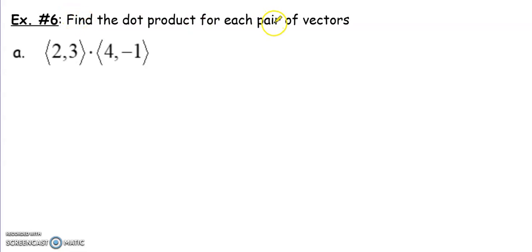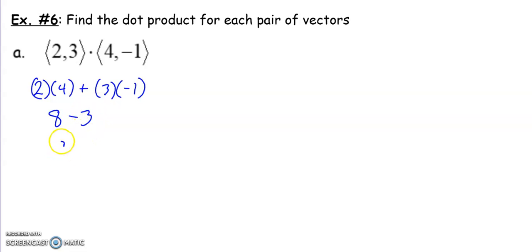So let's find the dot product of each of these. Let's take the first one, u dot v. So the rule says we're going to multiply the horizontal components together. So I am going to do 2 times 4. I'm going to multiply the first parts together, and then I'm going to add that to the product of the vertical movement. So then we're going to have 8 minus 3, and that's 5. Boom.